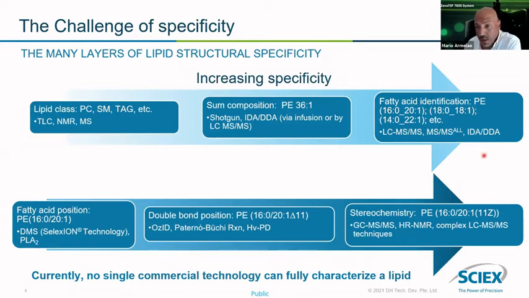Typically we would stay over here, and in order to go down to the position, either some enzymatic approach would be required, which ends up really downplaying the high throughput approach, or ion mobility, such as, for example, SCIEX's selectIon differential mobility spectrometry, could be applied. Down to the double bond is much more complicated, and to the stereochemistry, even more so. So the point is that currently there's no single commercial technology that can fully characterize a lipid, at the very least not in a high throughput fashion.